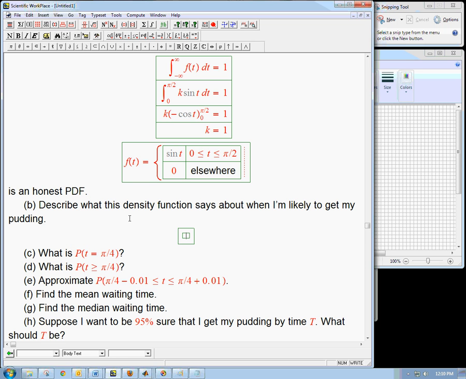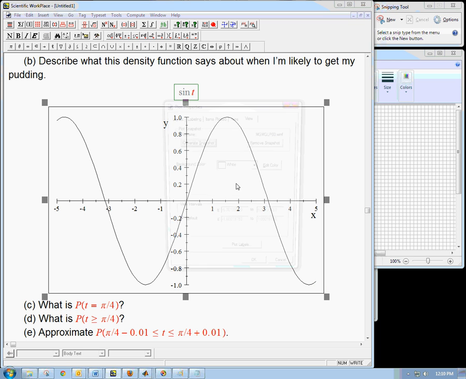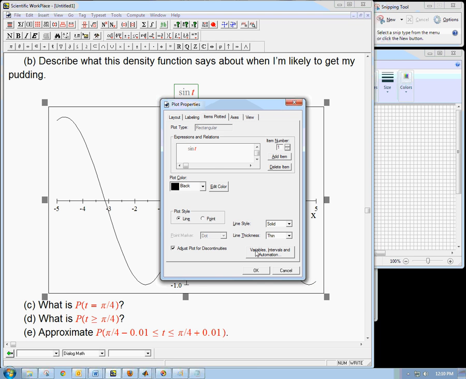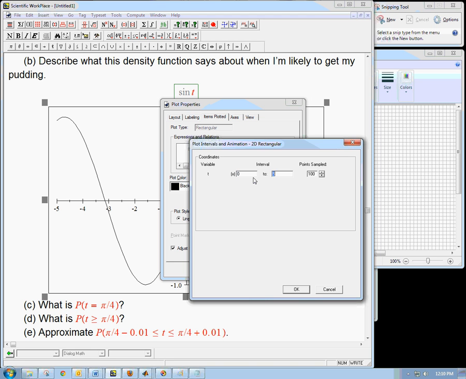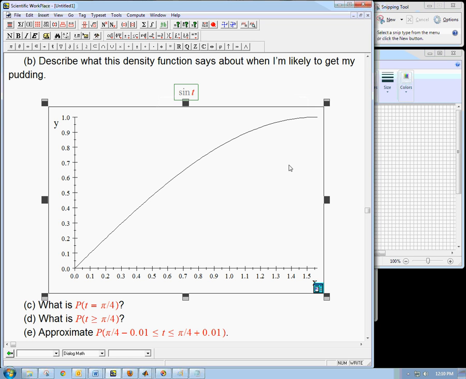We know what the sine function looks like, but might as well just stare at a computer graph here. Okay, first of all, this is not really the function. We certainly wouldn't want it to ever be negative. So we're just going to go from 0 to pi over 2, which is about 1.57. Okay, so there's our probability density function. So what does this say about when I'm likely to get my pudding? In particular, is it more likely to get it early, or do I usually have to wait close to the maximum waiting time, which is pi over 2? Because remember, the probability of getting it any time after pi over 2 is 0. So at some point between 0 and pi over 2, I do get the pudding.